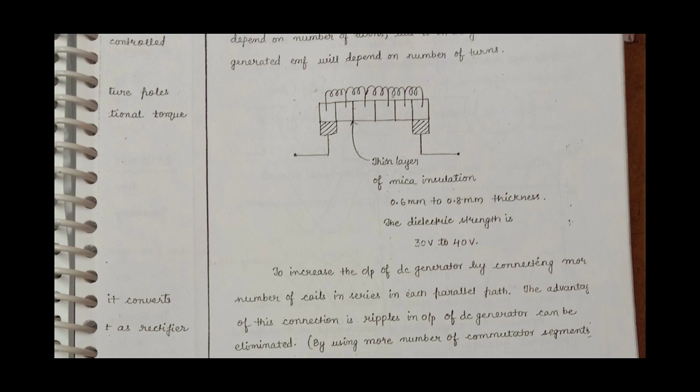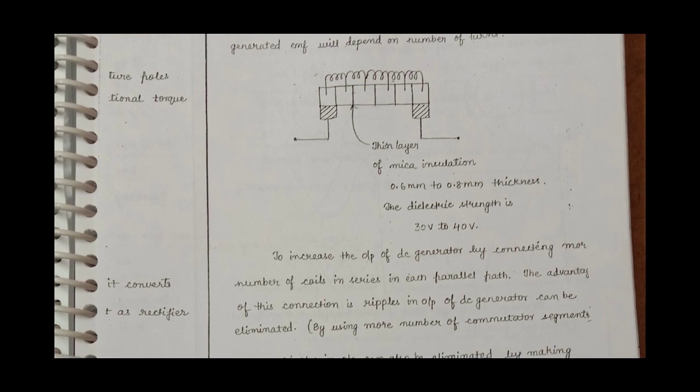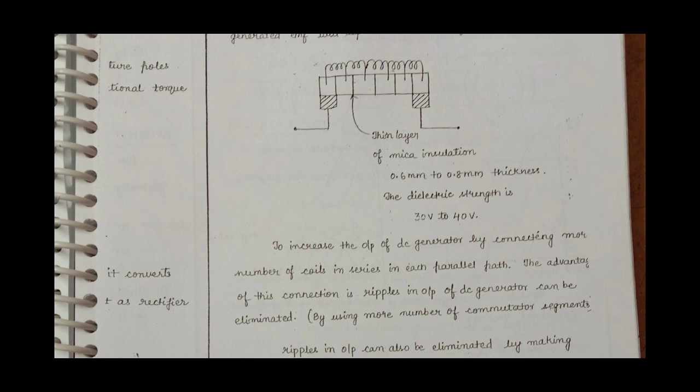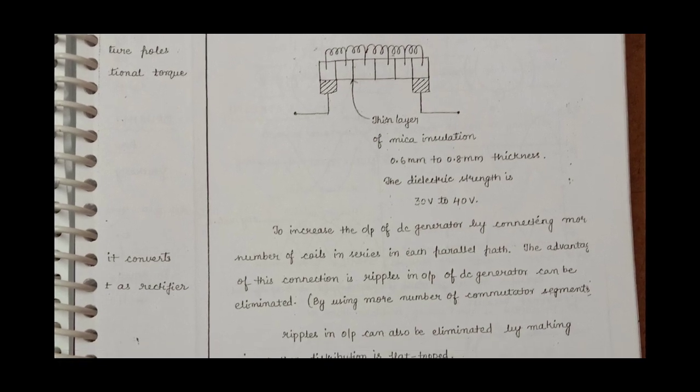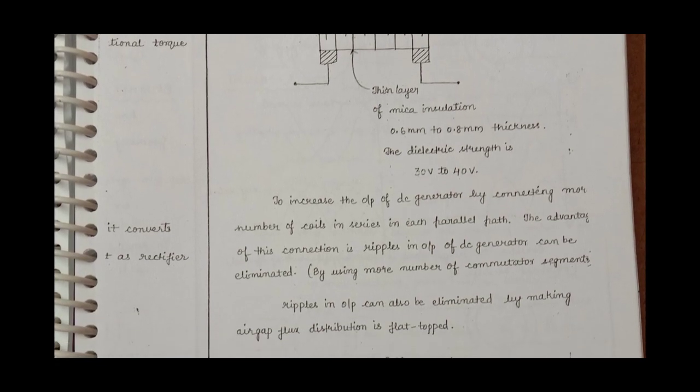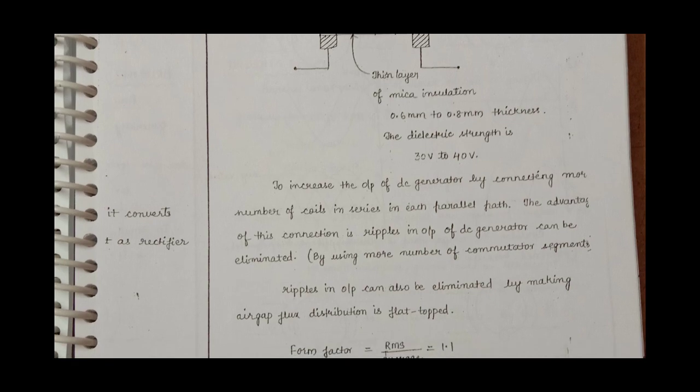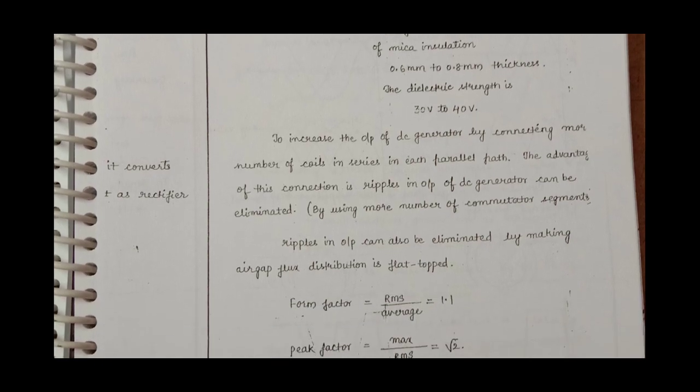So this is the commutator segments. A thin layer of mica is separating the commutator segments, 0.6 mm to 0.8 mm thickness. The dielectric strength is 30 volts to 40 volts.